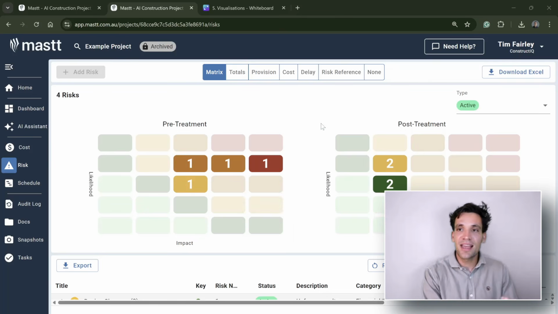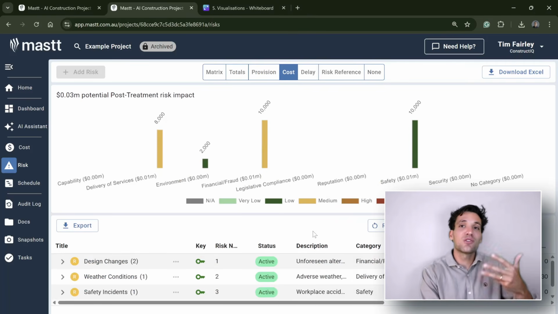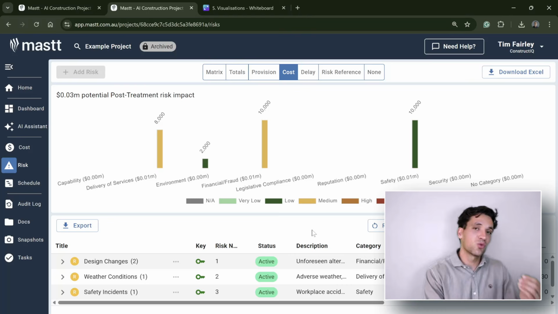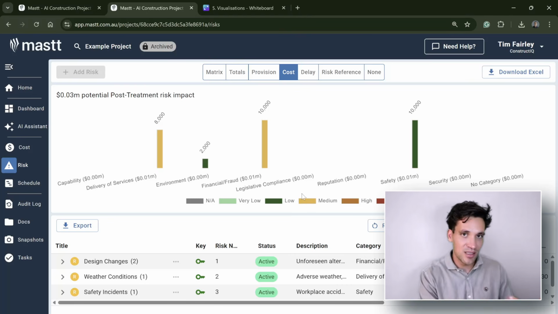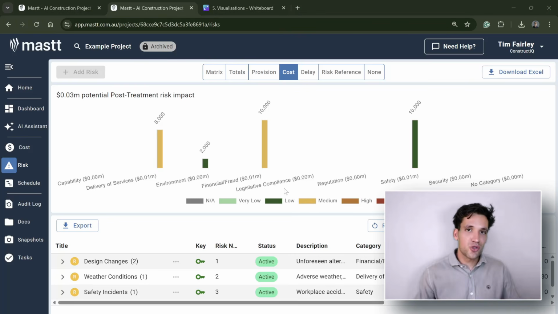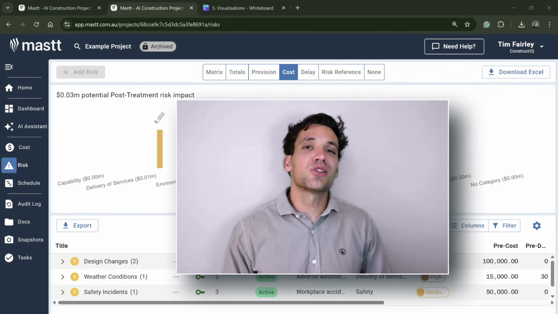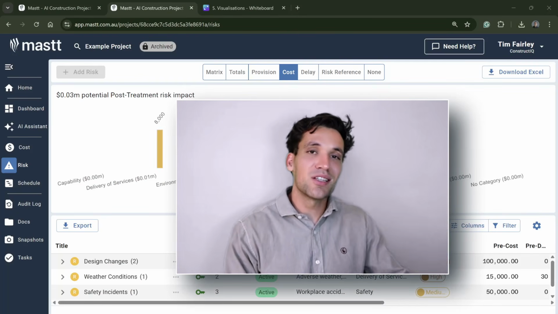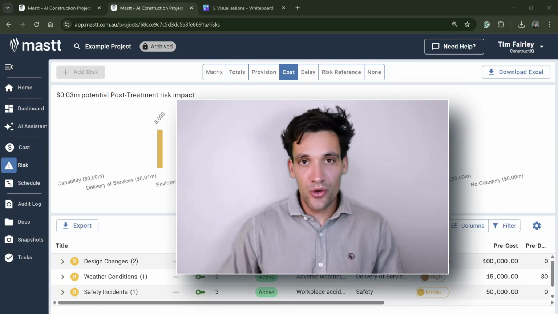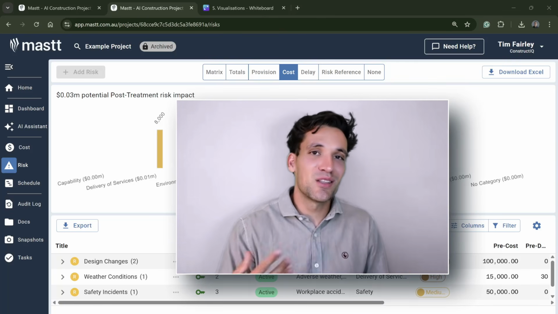So treatment is basically anything we do to reduce either the likelihood of a risk occurring or the impact if it does occur. So long story short, both your ability to manage the end project cost and actually understand what that is likely to be is going to be drastically improved by your ability to manage risk. So long story short, construction cost control is all about how you track, manage, and control costs so you spend less money than what you planned.